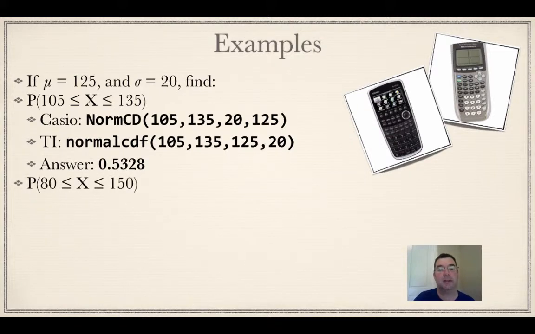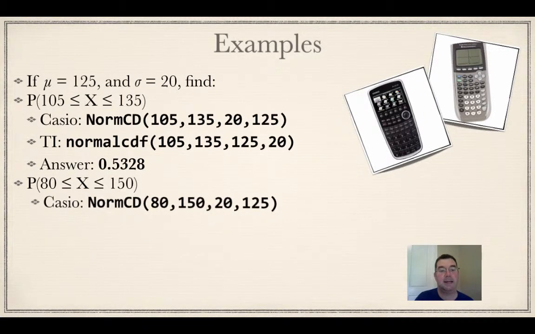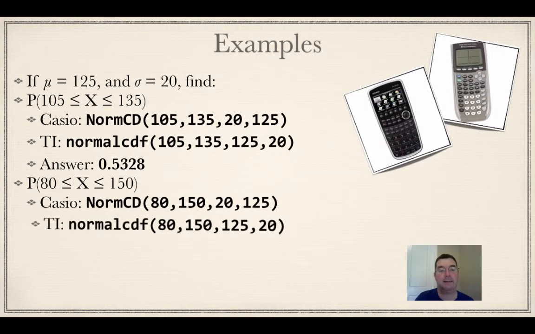What's the probability that some value is between 80 and 150? Same thing. On a Casio, do norm CD from 80 to 150. Sigma is still 20, and mu is still 125. On a TI, same thing. Remember to change the order of the last two numbers and use a different function name, and I'll get 0.8822.